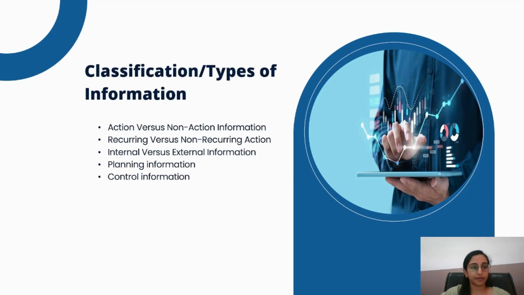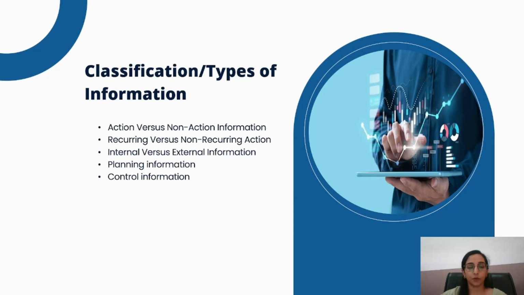So, our next topic is classification or types of information. The information can be classified in a number of ways, providing a better understanding. Information is classified in the following manner. So, first type is action versus non-action information. The information which includes action is called action information. The information which communicates only the status of a situation is non-action information.